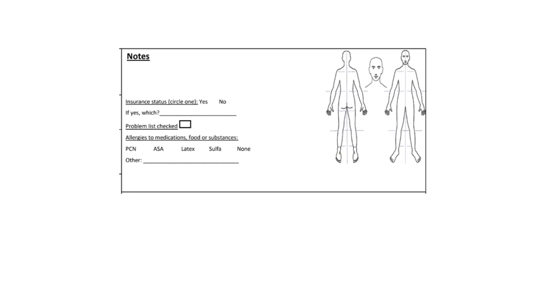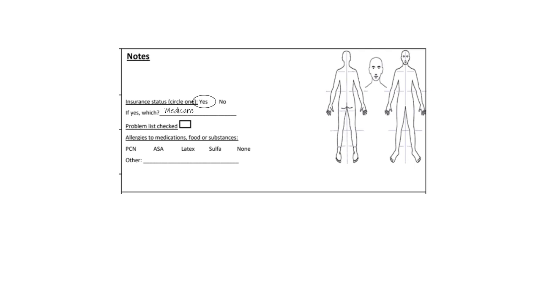You'll circle yes if they have insurance, or if they don't, no. So if they don't have insurance, circle no. If they do have insurance, circle yes, and then please write what kind of insurance. Normally it's Medicare, sometimes Medicaid.